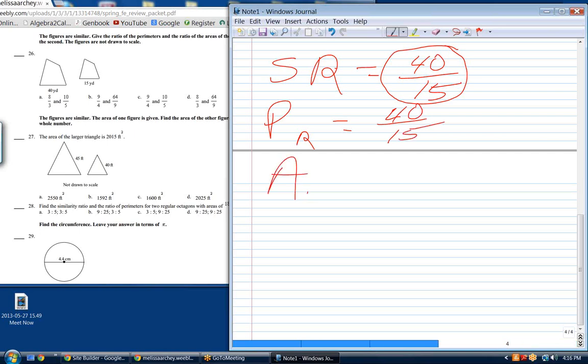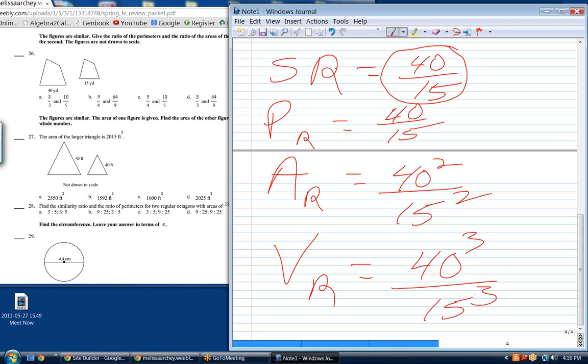What's the area ratio? Would it be 40 to 15? No. You'd square that then. Wouldn't it be 40 squared over 15 squared? Very good. If this was a solid, what would the volume ratio be? 40 cubed over 15 cubed.